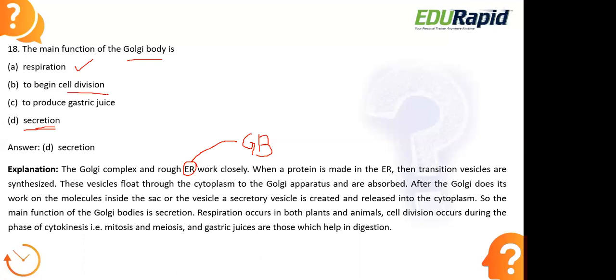Cell division is one phase of cytokinesis. Cytokinesis means division of the cytoplasm of the cell, which happens through the mitosis as well as meiosis processes. These two are the types of cell division. And gastric juice is basically released in the stomach and other glands, the small intestine. It is required for the digestion process, so gastric juice has a major role in the digestion of food.